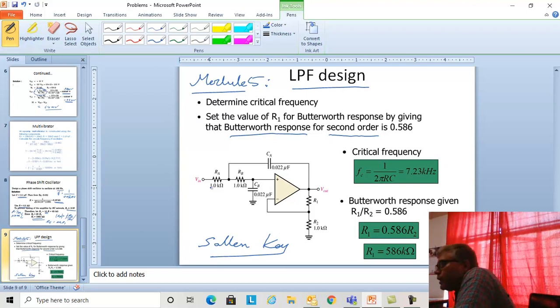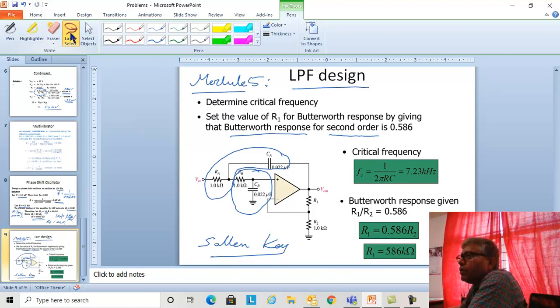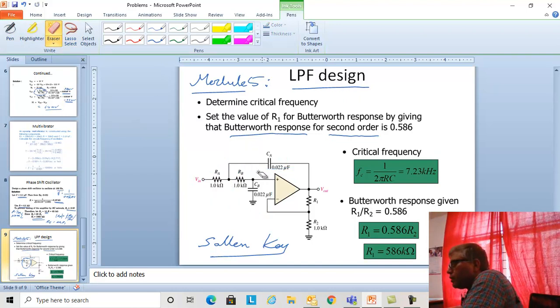We have RA and CA. This is one order of our low pass, one RC component, and this is another RC component. Both RC networks put together form the second order low pass filter. Obviously one capacitor is grounded, whereas the other capacitor is connected to the output. This is how the Sallen-Key will look. I have given you the explanation on why it is so during the theory class, so I am not going to give it now.